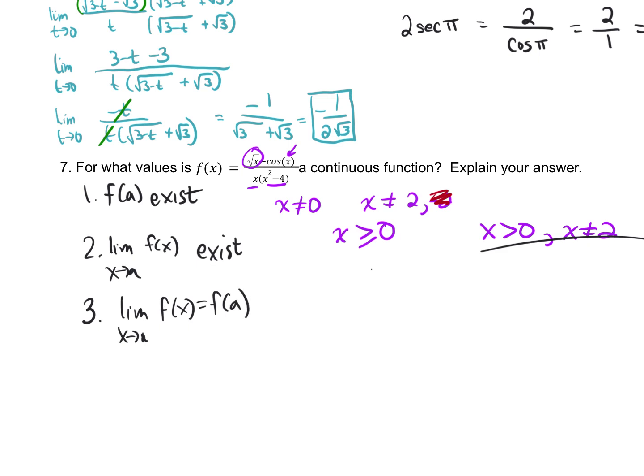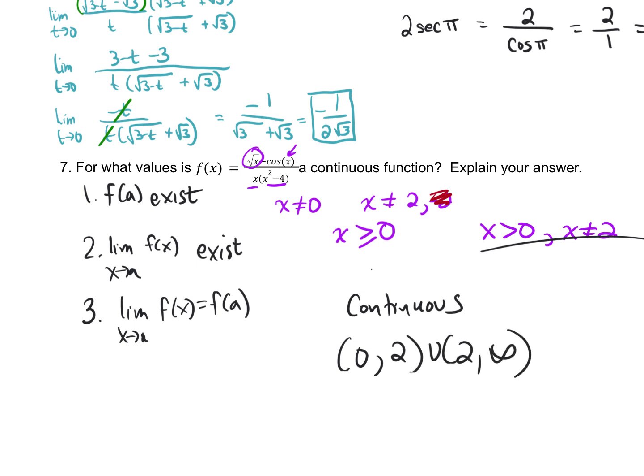So basically, this function is continuous. We would say bigger than 0, but not including, all the way up to 2, skipping 2 and going to infinity. So you're just looking for places where this has all three of these conditions met. And the big one is obviously going to be where it's undefined. Undefined is going to be the one that usually gives us our issues.